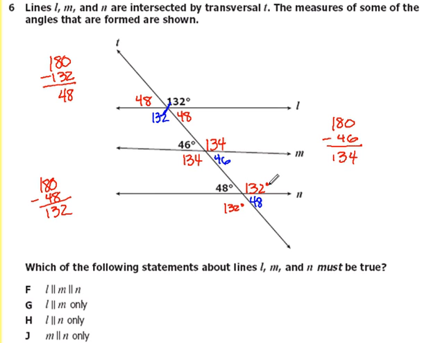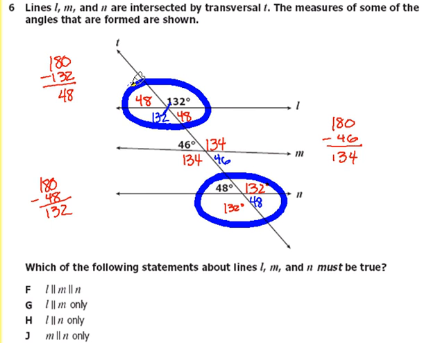Now, what I want to take a look at is which of the following statements about L, M, and N must be true. If I take a look at lines L and N, one of the things that I want to notice about those two spots is that I could take one of them and put it directly on top of the other, and they would match up identically. What that tells me is that lines L and N are parallel. I could not do that with line M in either one of those two lines.